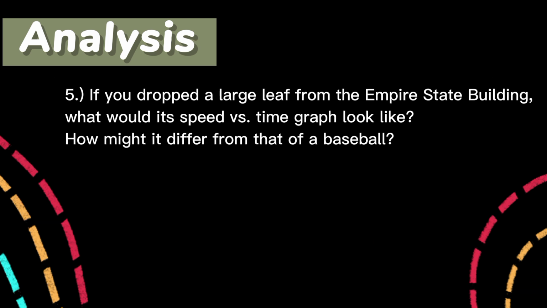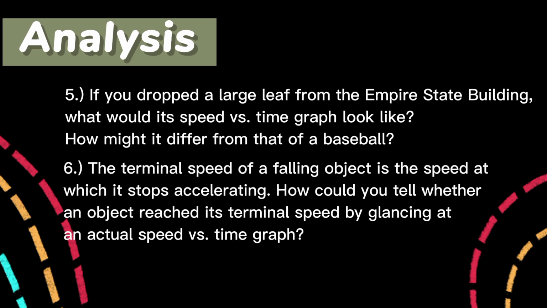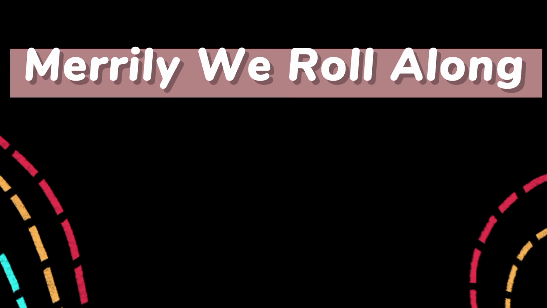Number 5. If you drop a large leaf from the Empire State Building, what would its speed versus time graph look like? How might it differ from that of a baseball? Number 6. The terminal speed of a falling object is the speed at which it stops accelerating. How could you tell whether an object had reached its terminal speed by glancing at an actual speed versus time graph? Merrily we roll along.